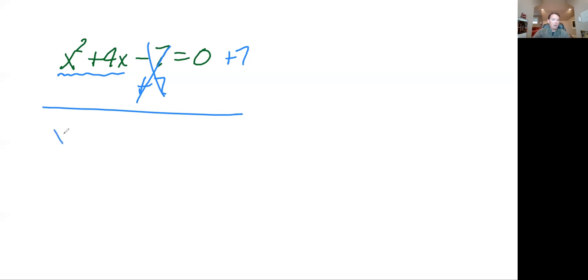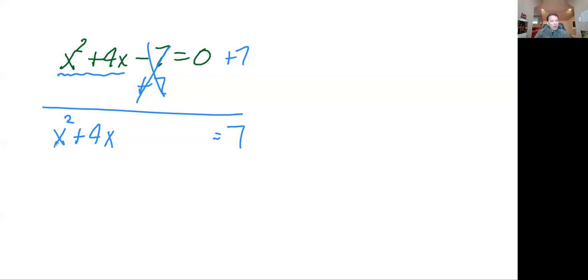So I have x squared plus 4x. Then way over here, I have equals 7. Now notice how I wrote that with a big old gap in between. It's probably a clue that something important is going to go in there. So what might that something important be?